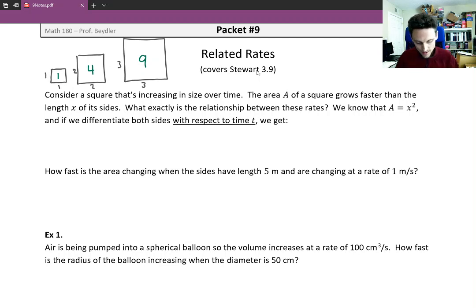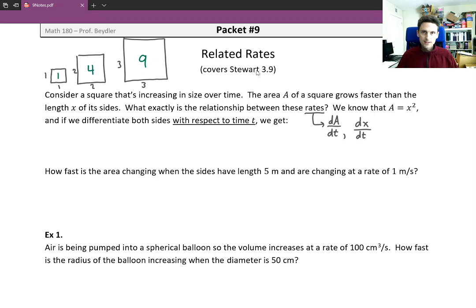So what exactly is this relationship between these two rates, between the rate at which area is changing with respect to time and the rate at which the sides are changing with respect to time? One way we can write these rates is using derivatives, right? dA/dt would represent the rate at which the area function is changing with respect to time. The rate at which the sides are changing with respect to time would be dx/dt, the rate at which the sides x are changing with respect to time.